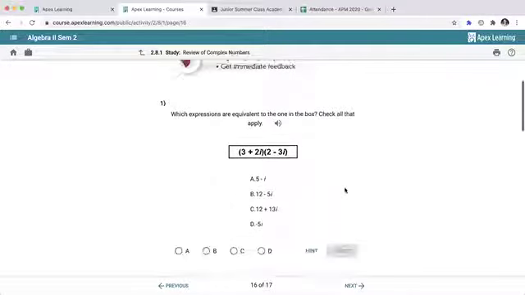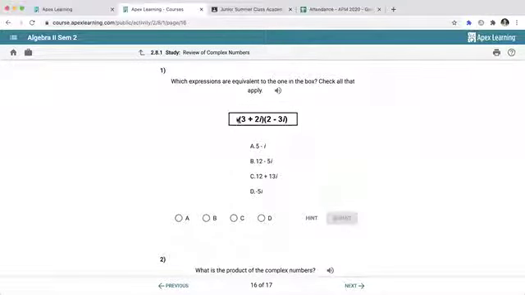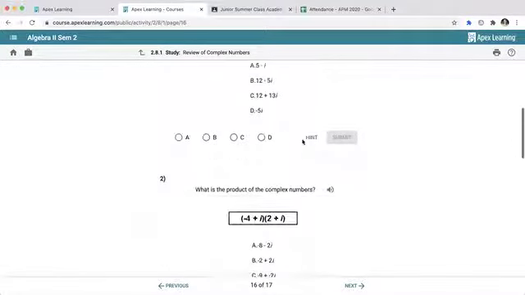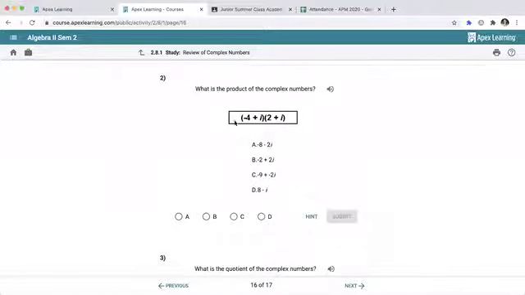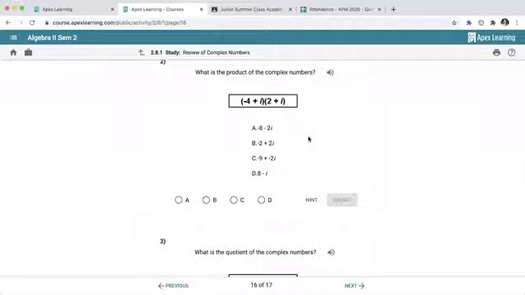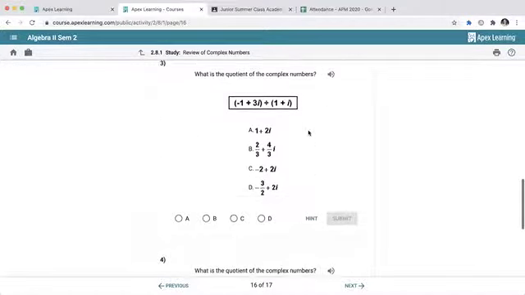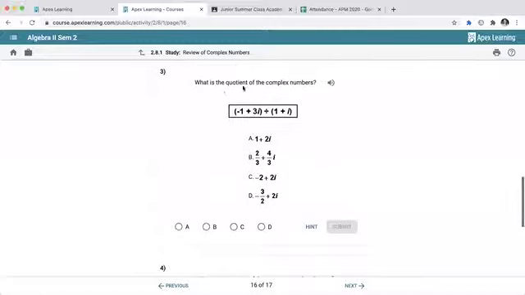Okay, and then of course, same thing. All right, FOIL this guy out, combine like terms, simplify your i squared, and write it in this a plus or minus bi form. All right, same thing here. FOIL out, simplify. All right, for this one here, write it as a fraction.